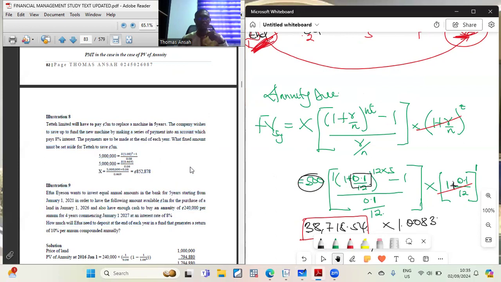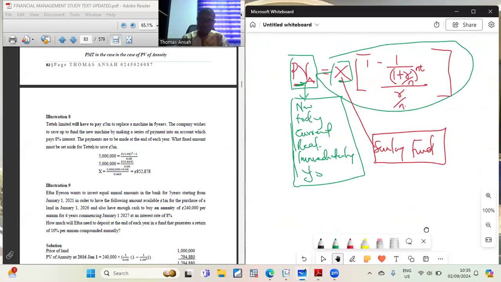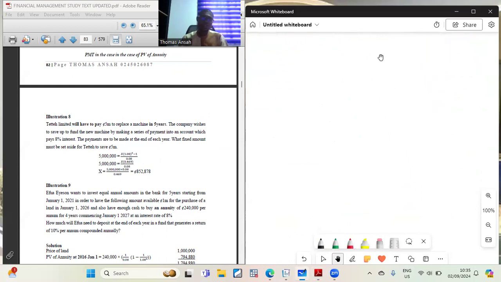9, 8, and 9. Then we can call it a day. So we will meet another time for the part 3. All right, so look at this. That the limited will have to pay. So will have to pay is a statement of future. All right, will have to pay 5 million. So in 5 years' time, he will pay 5 million. So the 5 million in 5 years. So that is that. It's a 5 million in 5 years.